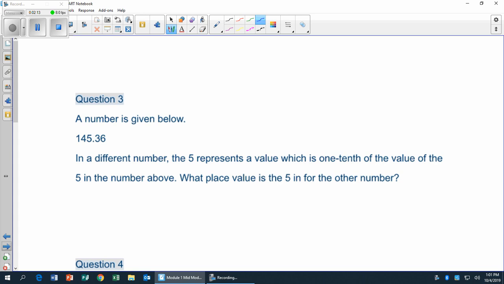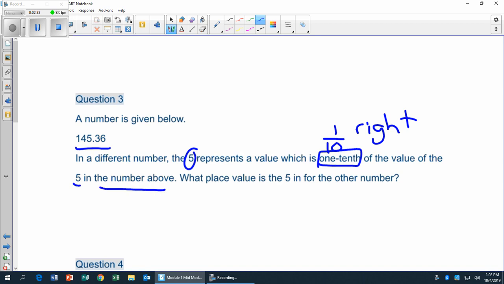Question 3, there's a number below which says 145 and 36 hundredths. It says in a different number, the 5 represents a value which is 1/10. 1/10 tells me that I'm going to move to the right instead of to the left because I'm getting smaller. The 5 represents a value which is 1/10 the value of the 5 in the number above.